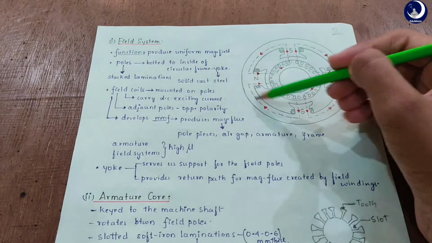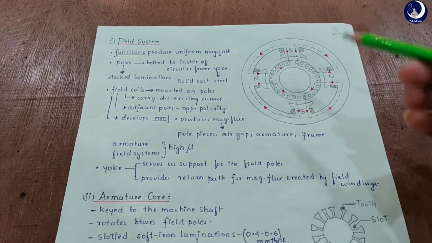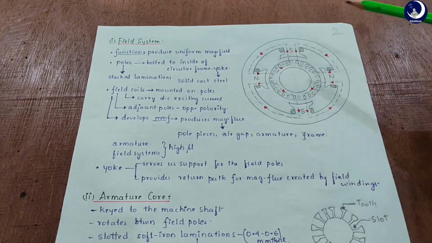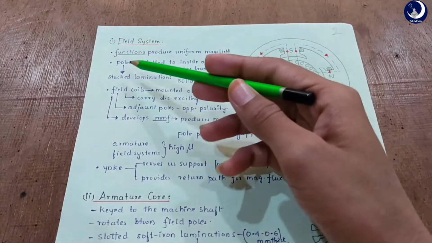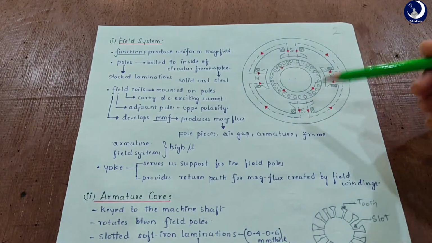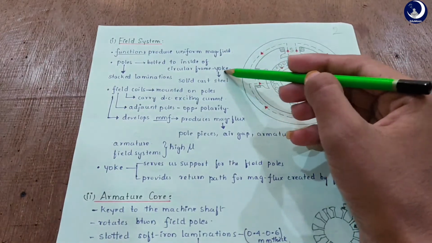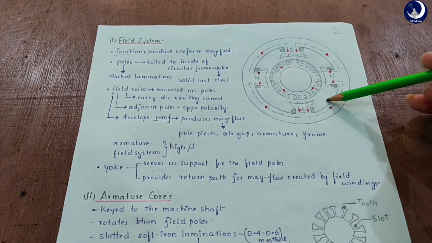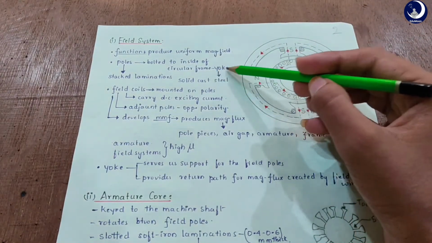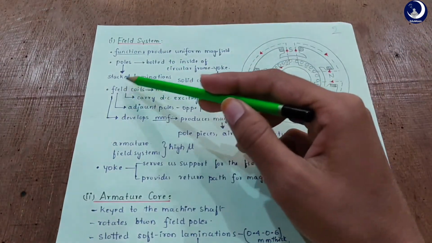So the field system has a number of salient poles, which are of course in even number. See here we have two souths and two norths, total four. So the number of salient poles is even. These poles are bolted to the inside of the circular frame, which is what we call the yoke, and this yoke is made of solid cast steel, whereas the poles are stacked laminations.